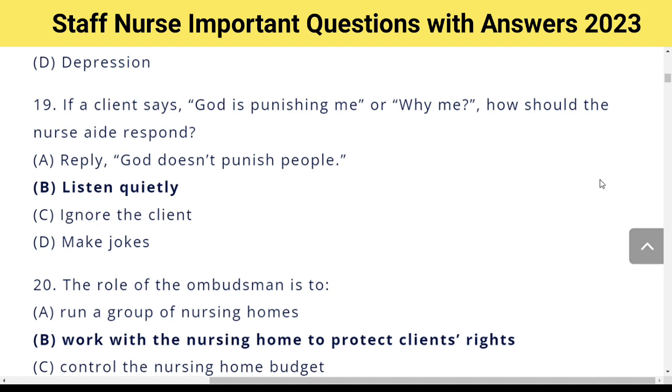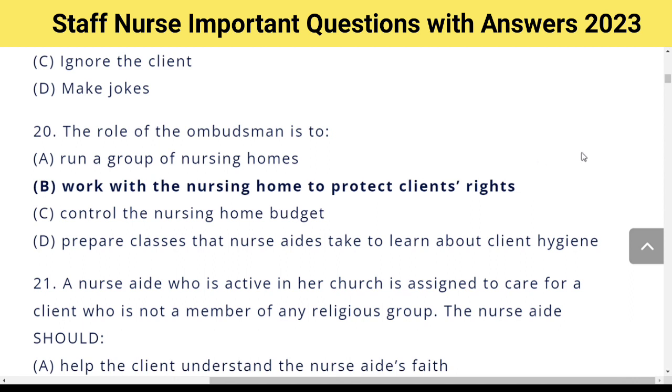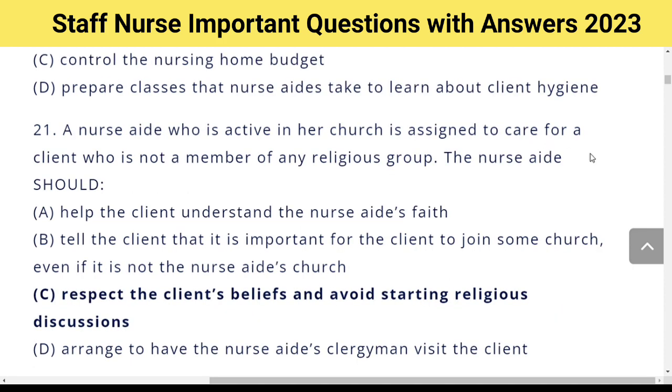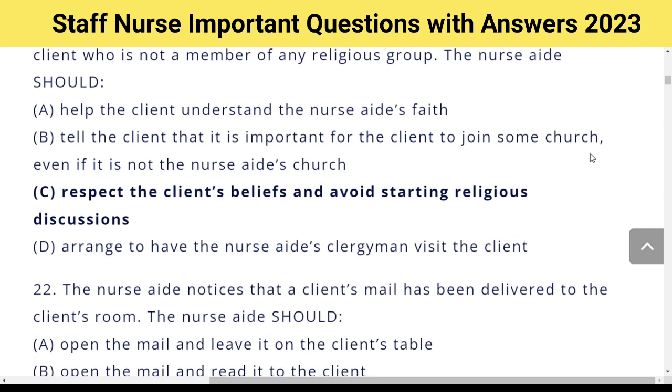Question number 19, if a client says, God is punishing me, or why me? How should the nurse aide respond? Option B, listen quietly. Question number 20, the role of the ombudsman is to option B, work with a nursing home to protect clients' rights. Question number 21, a nurse aide who is active in her church is assigned to care for a client who is not a member of any religious group. The nurse aide should option C, respect the client's beliefs and avoid starting religious discussions.